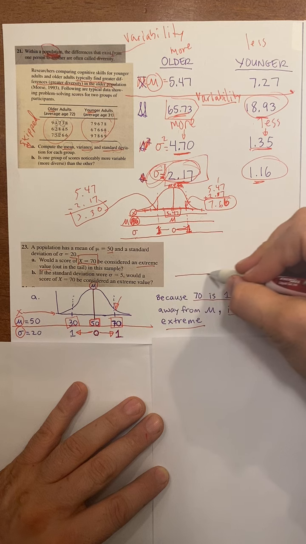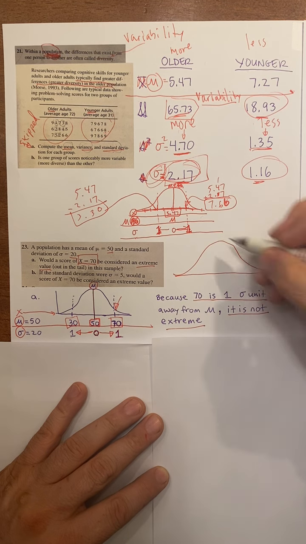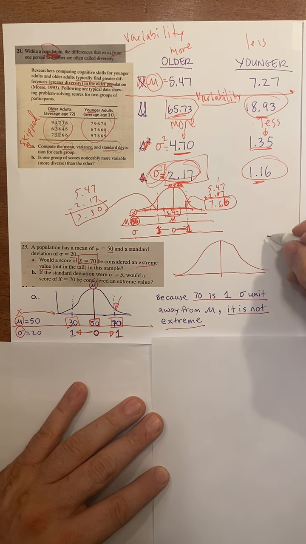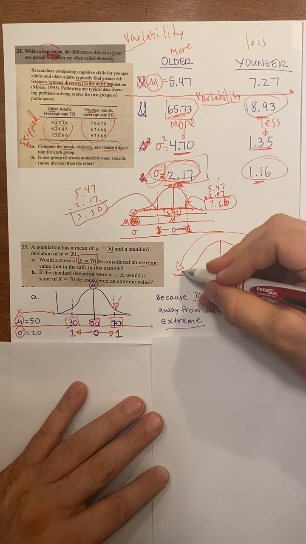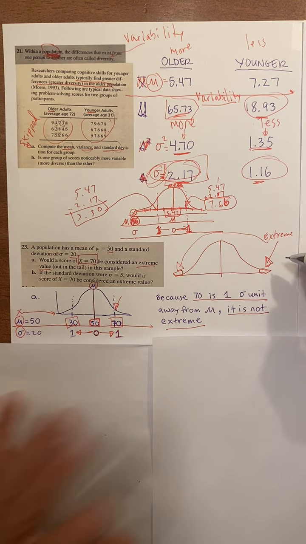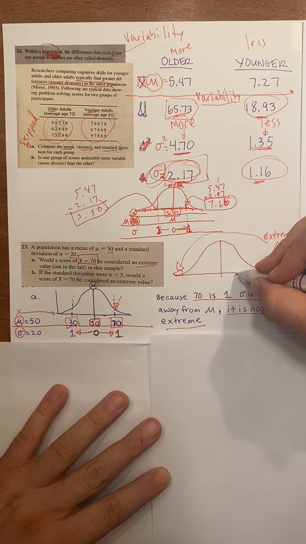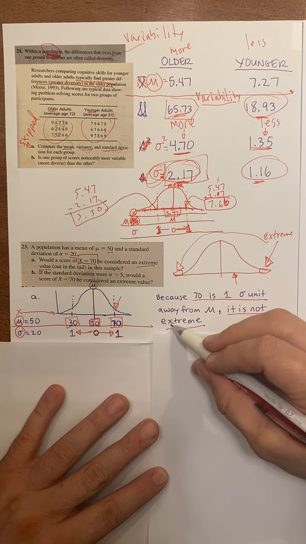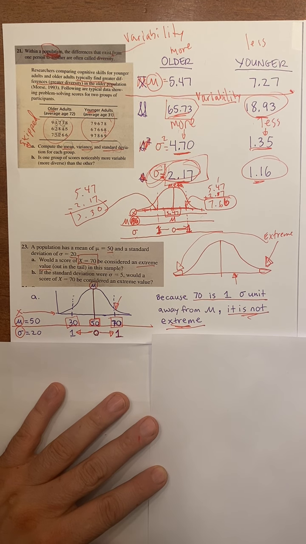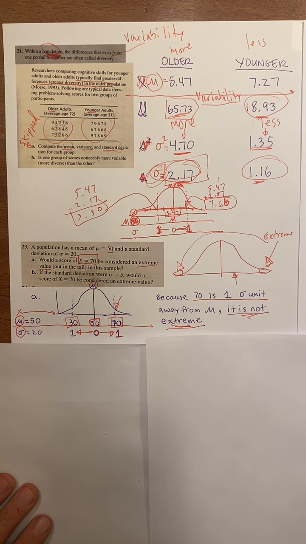I'll just give you a sense. A value that would be extreme is a value that's in what we call the tail of the curve, right? This small chunk here or this small chunk over here. In this case, for this problem, the 70 is like right here. So for that reason, it's not extreme. But let's take a look at question B.